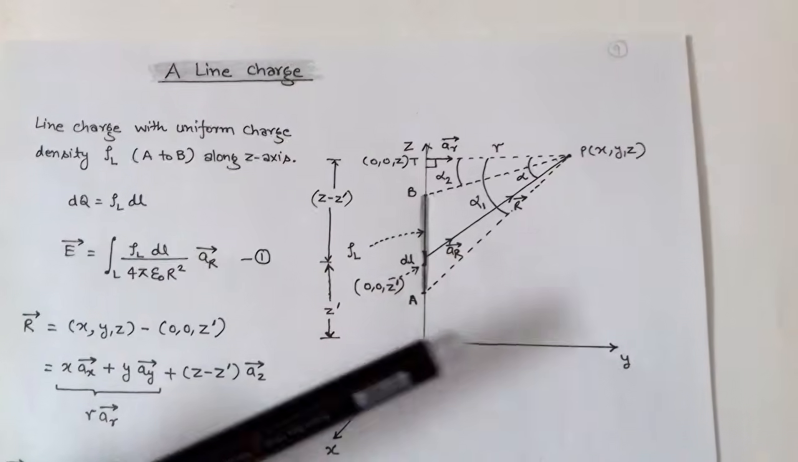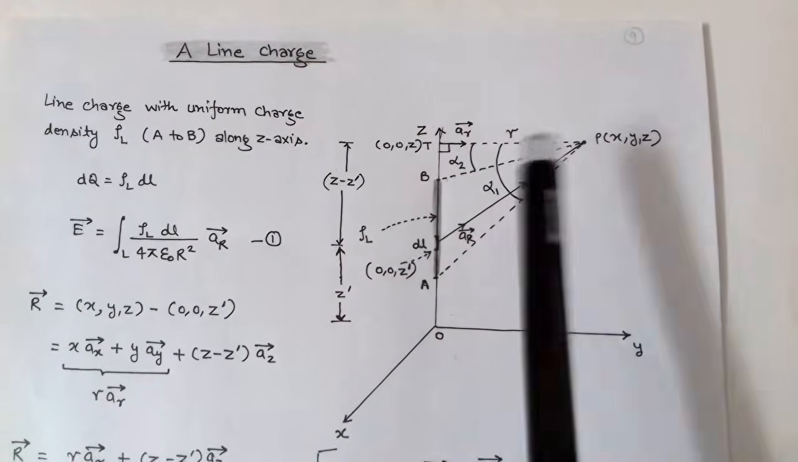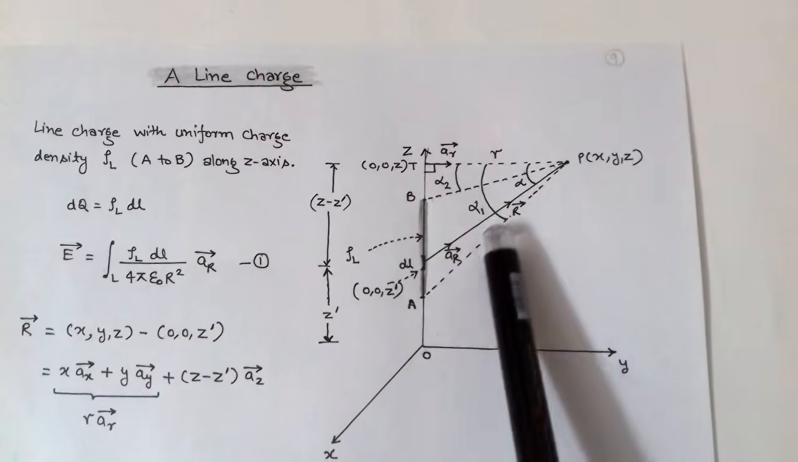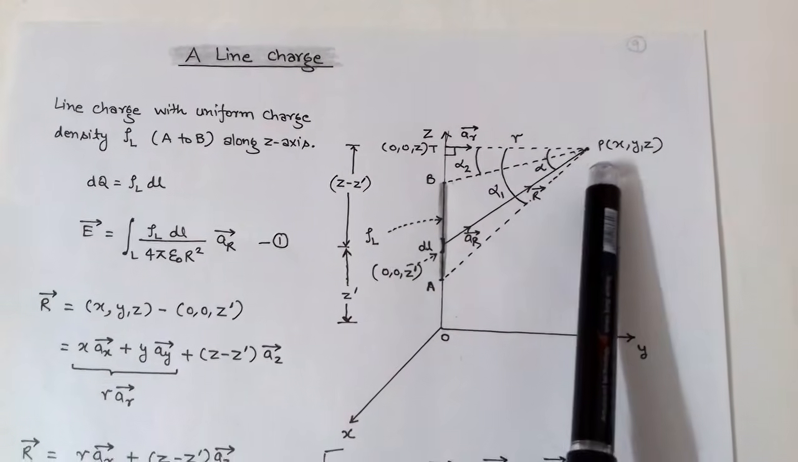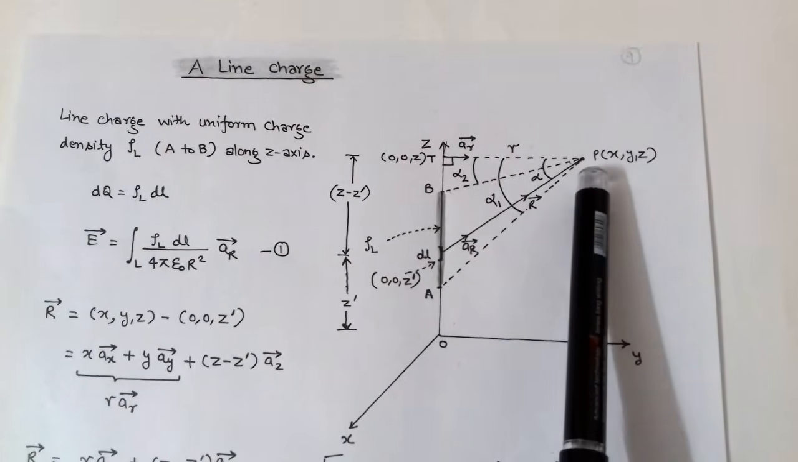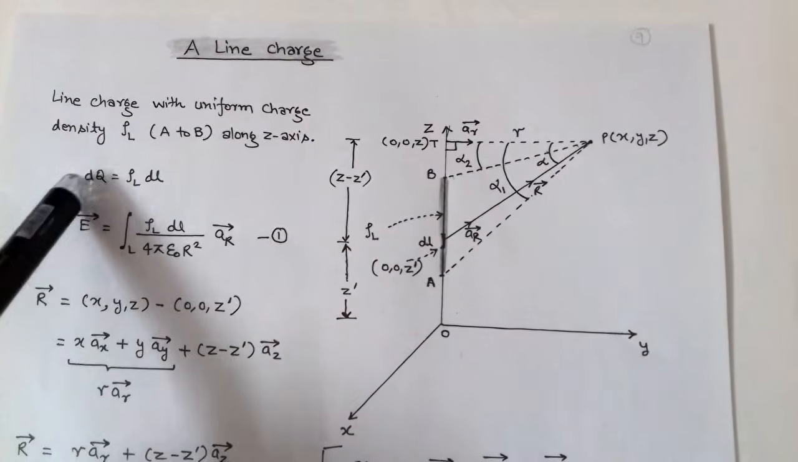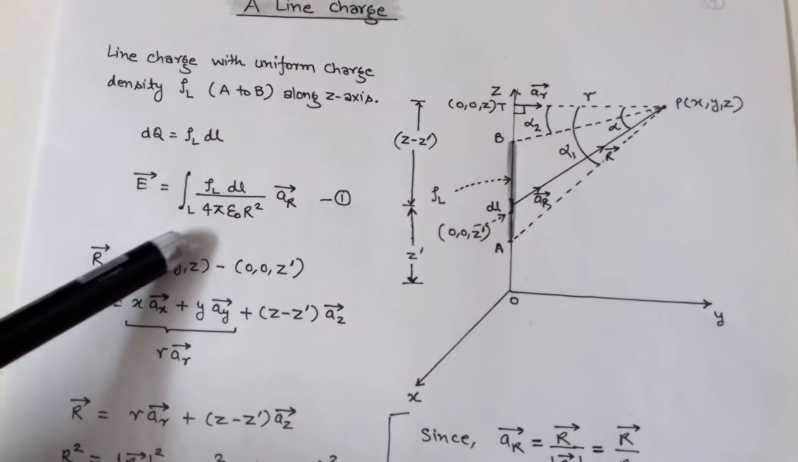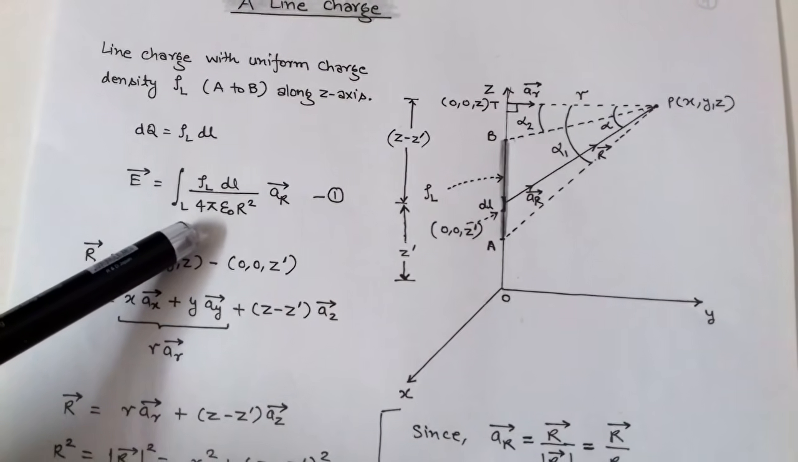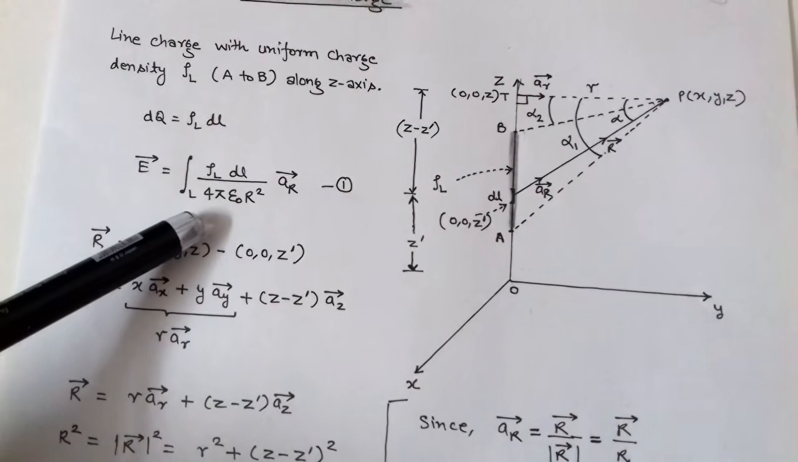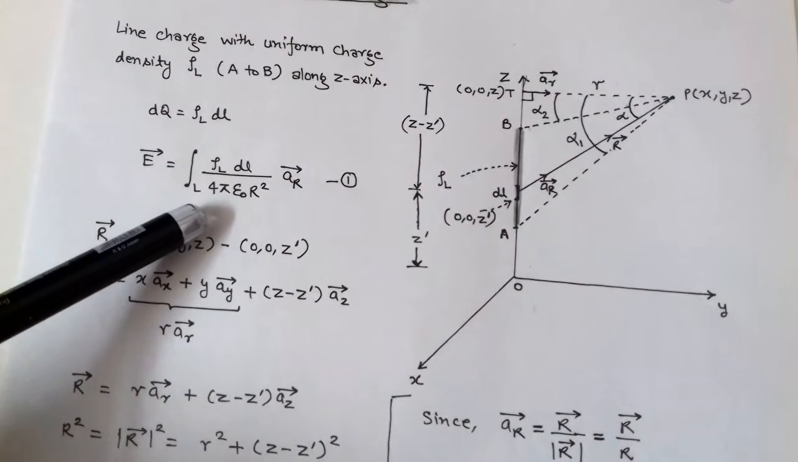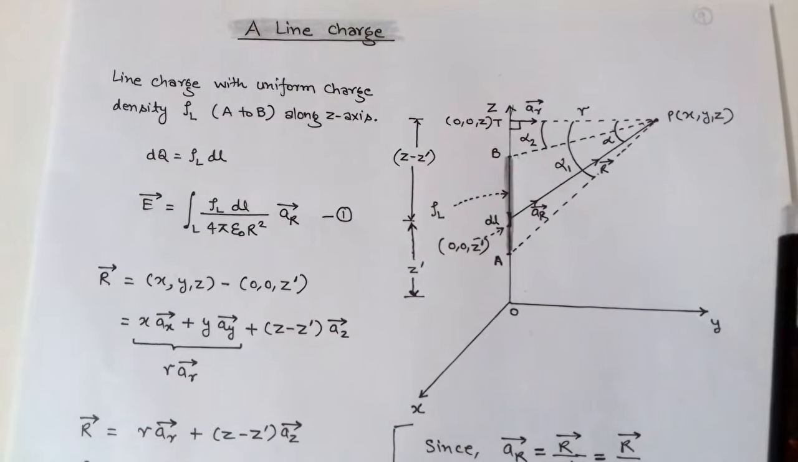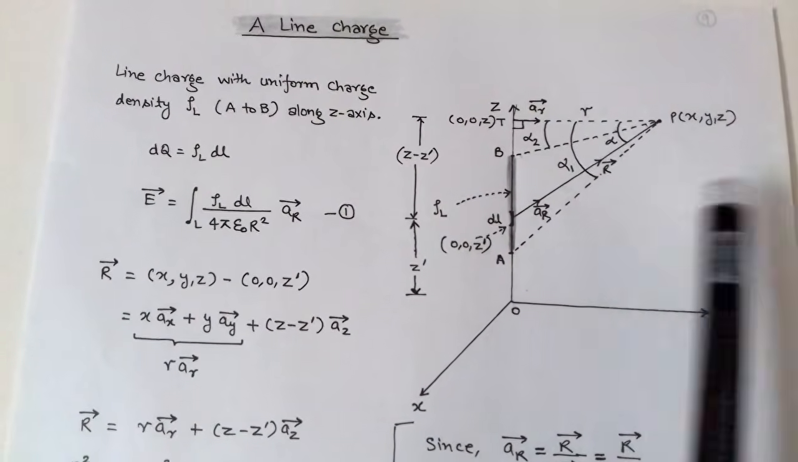Now there is a position vector r for this point P. Now to calculate the electric field intensity, we have a simple formula in terms of rho L, that is electric field intensity E equals to line integration rho L dl upon 4 pi epsilon naught r square in the direction of r. So this is a simple formula. Now we have a derivation to get another formula.